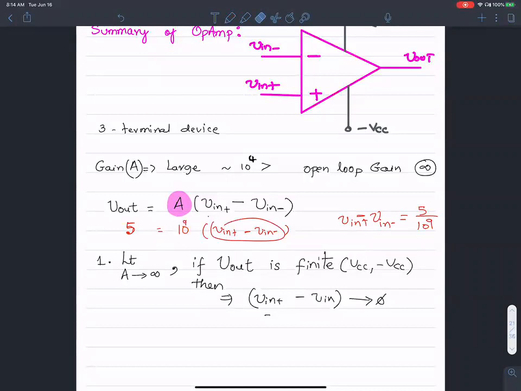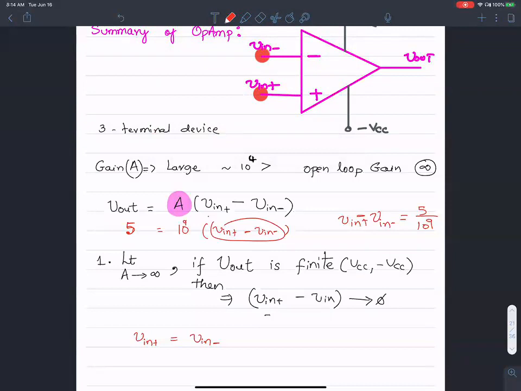So the ideal approximation is that V in plus equals V in minus. The voltage that I apply on one node will be exactly the same as the voltage on the other, as if they were physically shorted. That's not the case. They're not physically shorted.